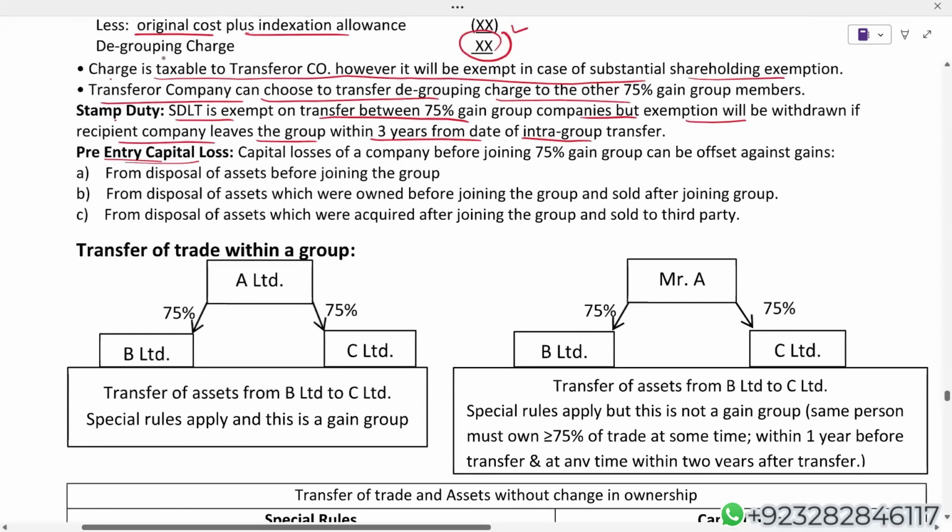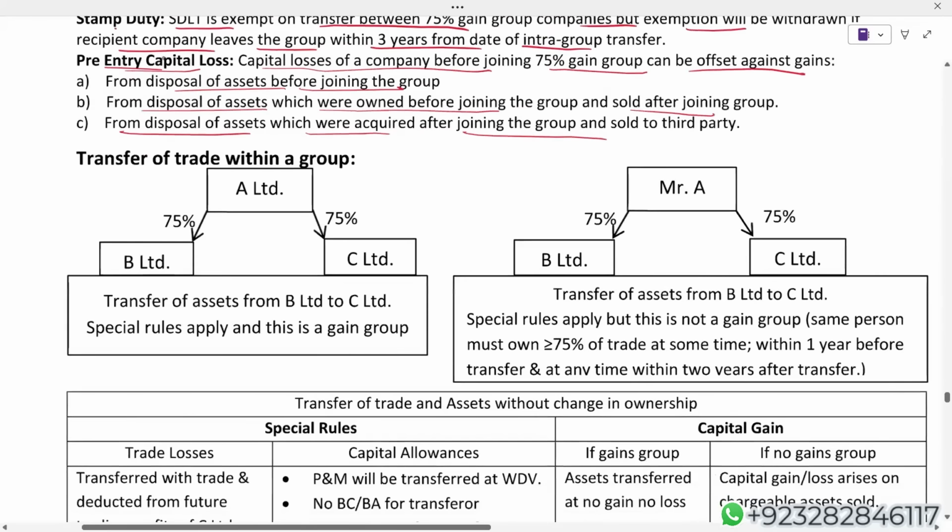Pre-entry capital losses. Capital losses of a company before joining a 75% gain group can be offset against gains from disposal of assets which were owned before joining the group and sold after joining the group, and from disposal of assets which were acquired after joining the group and sold to a third party.